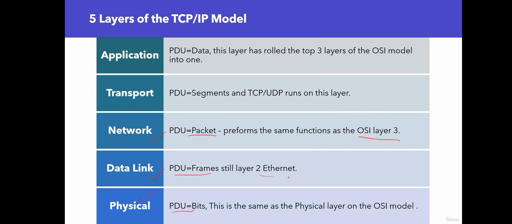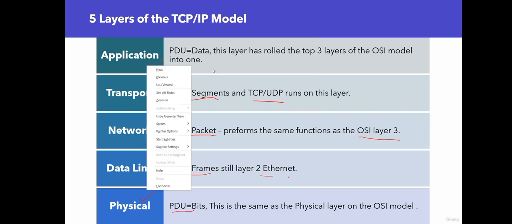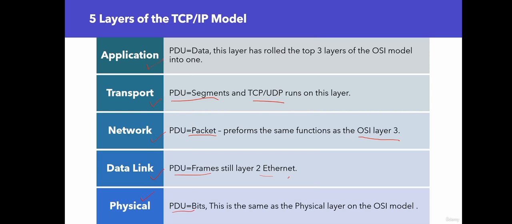We then have our transport layer, which is our layer 4, and the PDU again is segments, and this is where TCP and UDP reside. However, the application layer, or layer 5 right here, is where, compared to the OSI model, the top 3 layers have all been condensed into one.